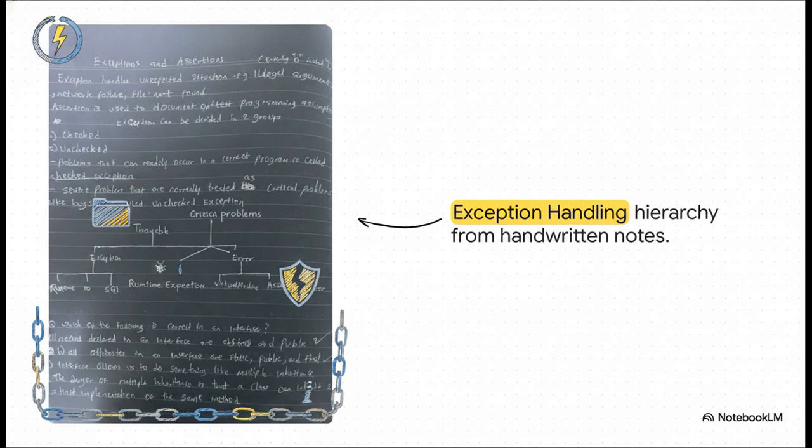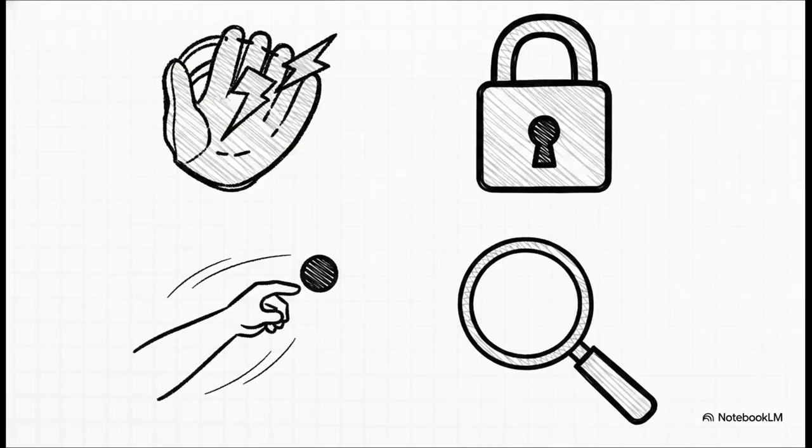Next up, we have exceptions. Basically, this is when your program's normal flow gets completely derailed. The hierarchy splits them into two main buckets. Checked exceptions are problems the compiler literally forces you to handle, like trying to open a file that's missing. Unchecked exceptions are severe runtime problems, essentially logic bugs on your end, like trying to access an object that is null.